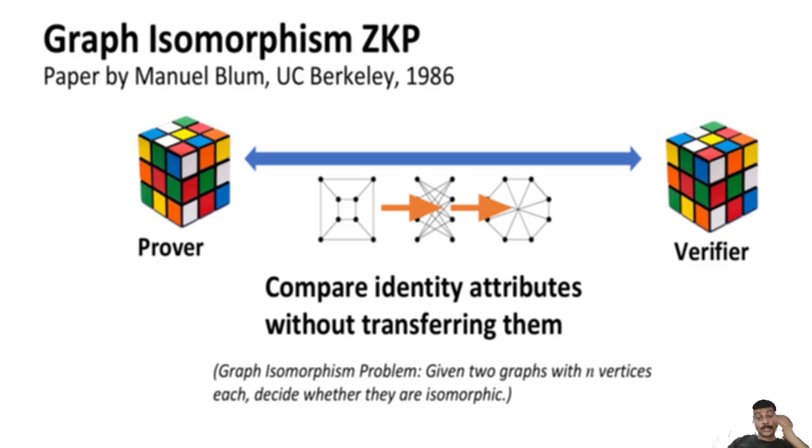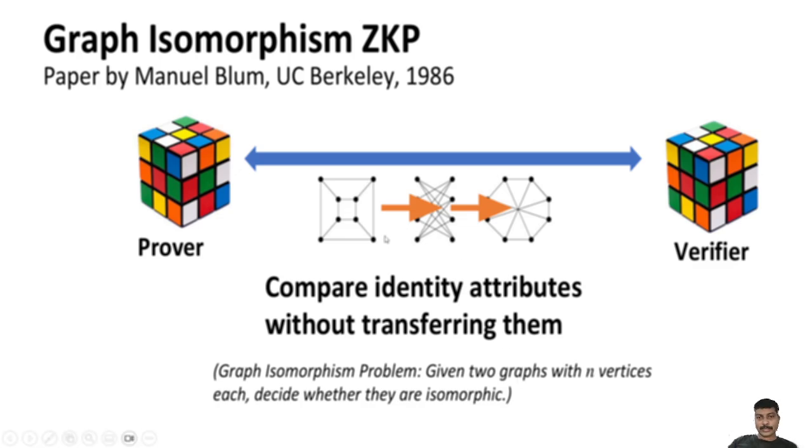So yes, this is about the ZKP used in graph isomorphism. You can check the Manuel Blum paper to see how isomorphism works in graphs. You have two graphs with different vertices, and whether those graphs are isomorphic or not, whether their structures are similar or not, the prover should prove that without exchanging the functional program with the verifier.